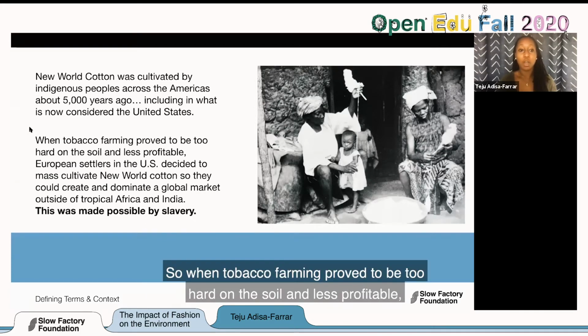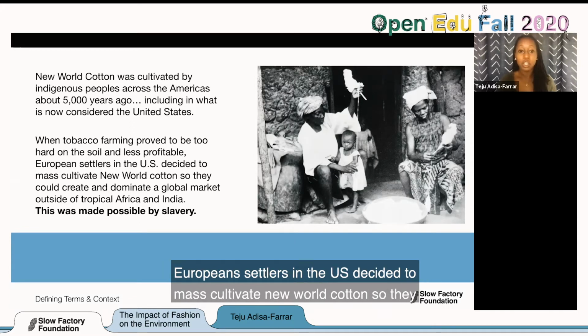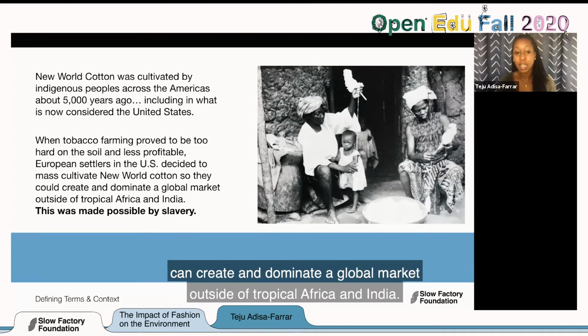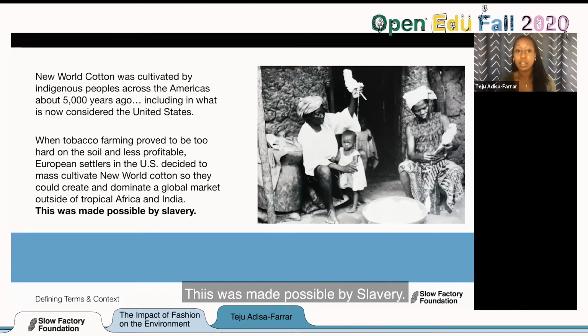And so when tobacco farming proved to be too hard on the soil and less profitable, European settlers in the US decided to mass cultivate New World cotton so they could create and dominate a global market outside of tropical Africa and India. This was made possible by slavery.